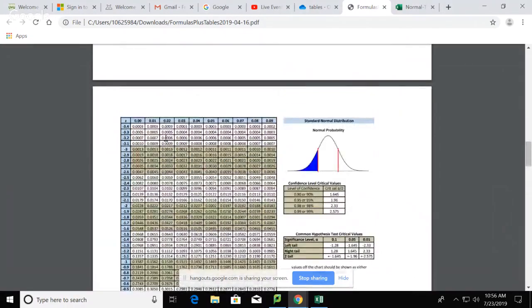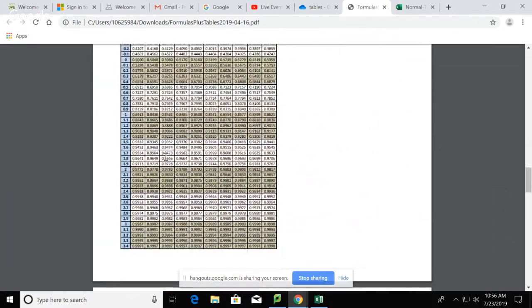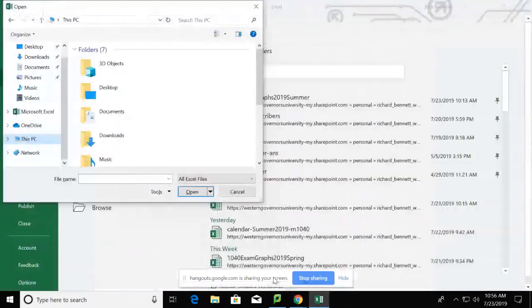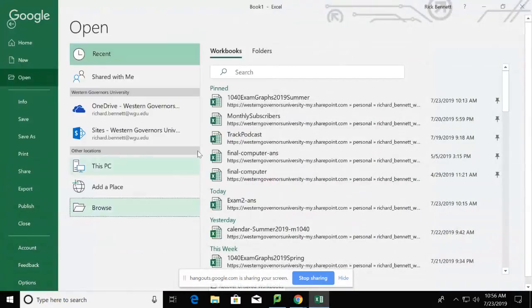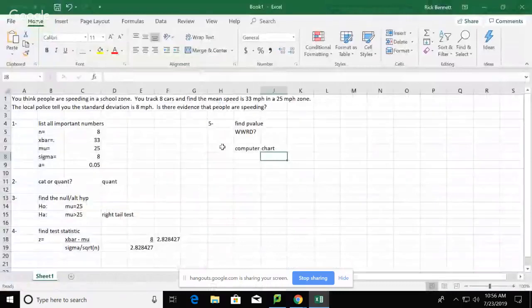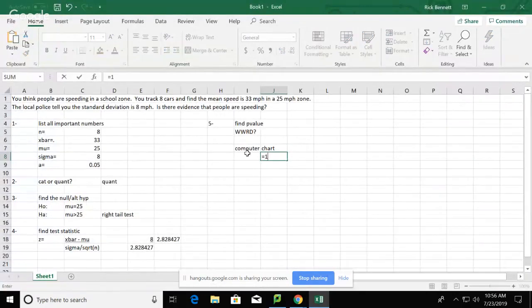Let's see, that's this column here. 2.82, 0.9976, right? Is that the correct answer? No, it is 1 minus that, okay? 1 minus 0.9976, except I forgot the period there. Let's put the period in there, okay?